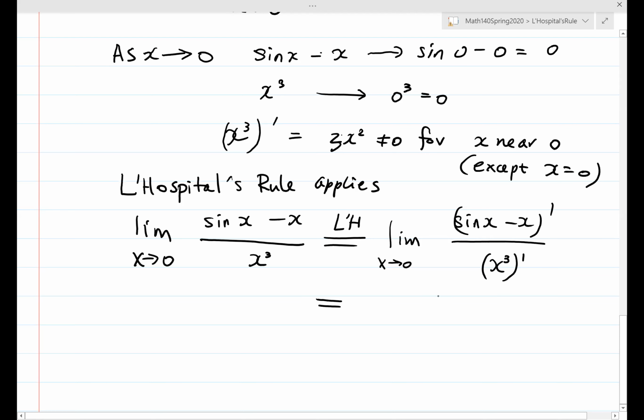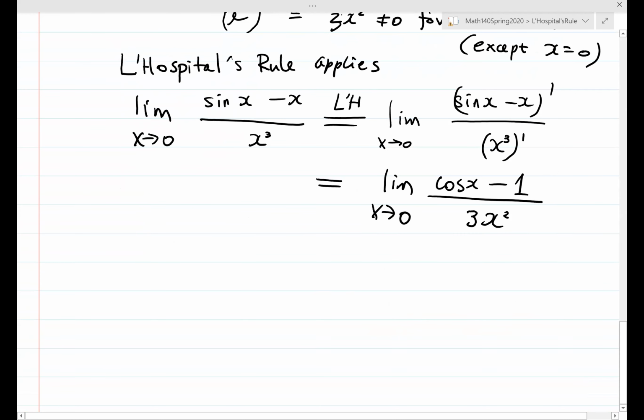Okay. Sine derivative, we get cosine. X derivative, we get 1. And then x cubed, with the derivative of the power, we get 3x squared.